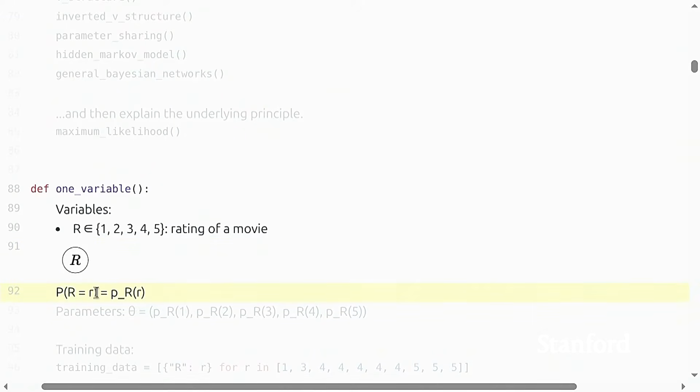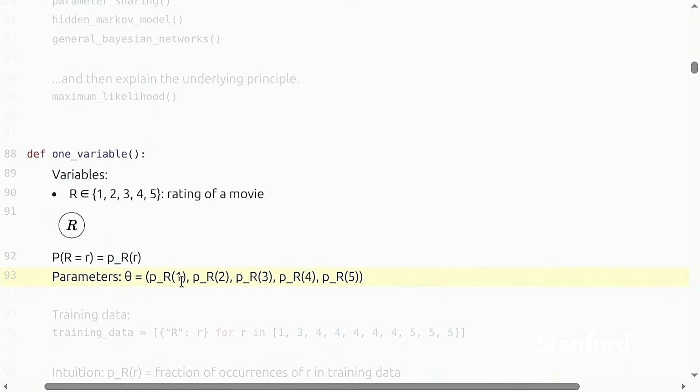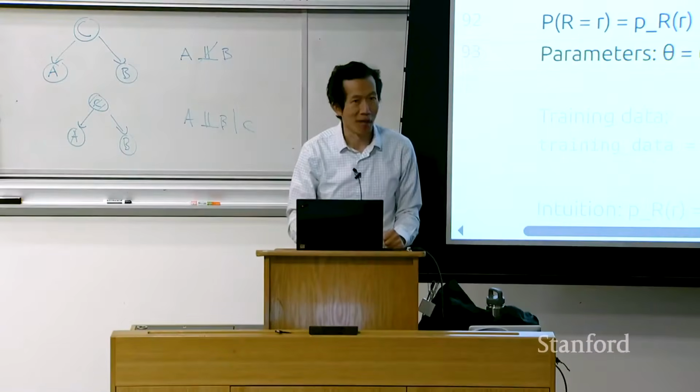And the joint distribution is simply equal to this local conditional distribution of P of R. I've used this subscript R because later we're going to see how we want to name each of the local conditional distributions. So just to spell it out, the parameters of this Bayesian network are the probability of 1, probability of 2, probability of 3, probability of 4, probability of 5. So there's 5 numbers that I have to estimate. If you're clever, you think, oh, you only need 4, because once you know 4 of them, the last one is given because they have to sum to 1. But let's not worry about that too much.